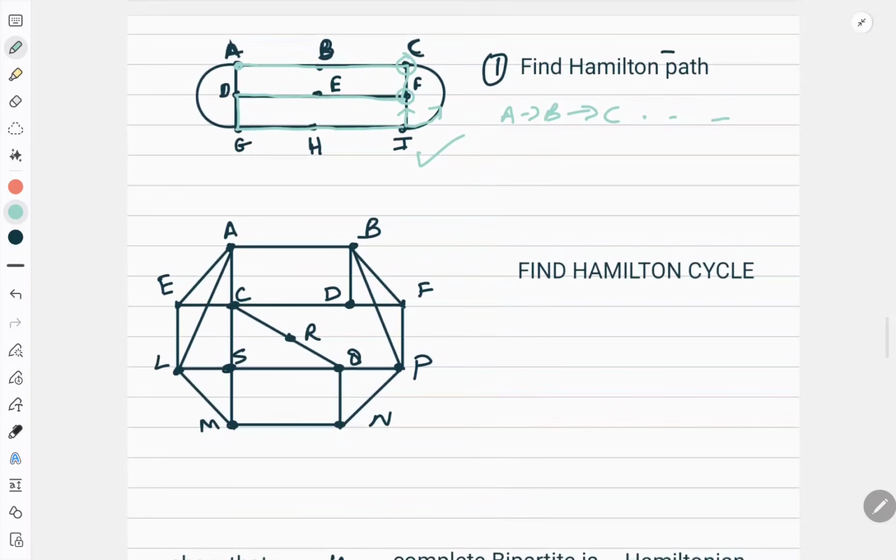Now you come to this question. This question is again a very important question. Find the Hamiltonian cycle in this graph. It looks very complicated, but if you start with one vertex and try to trace all the vertices, you will easily get it. You can pause the video and try to find your own cycle and then check whether it is correct or not.